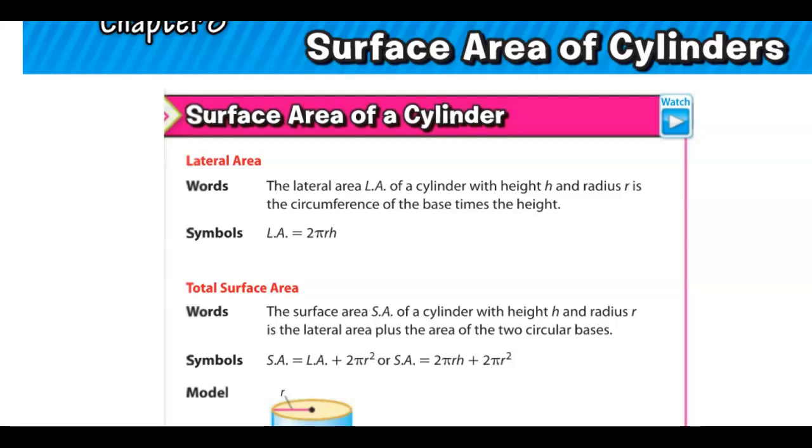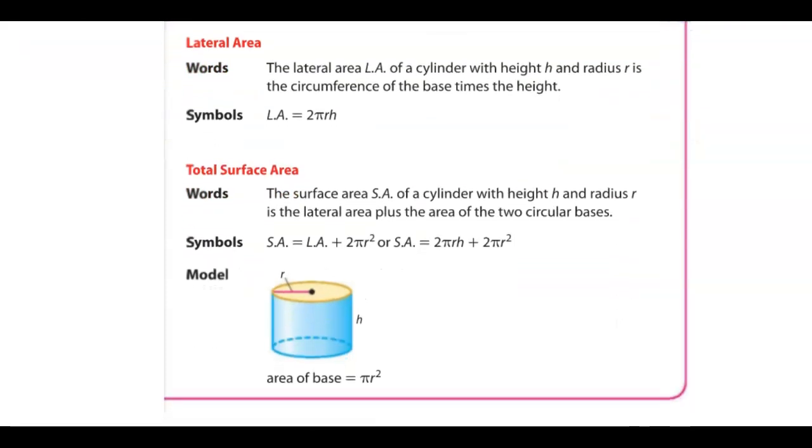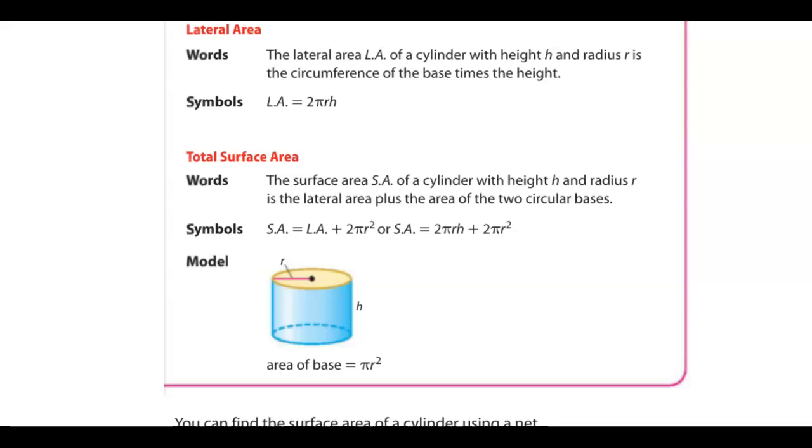Today we're going to take a look at Chapter 8-4. It is surface area of cylinders. I'm sitting here and I've got this Jersey Mike's cup right in front of me, and it's pretty applicable to this lesson that we're going to go over right now.